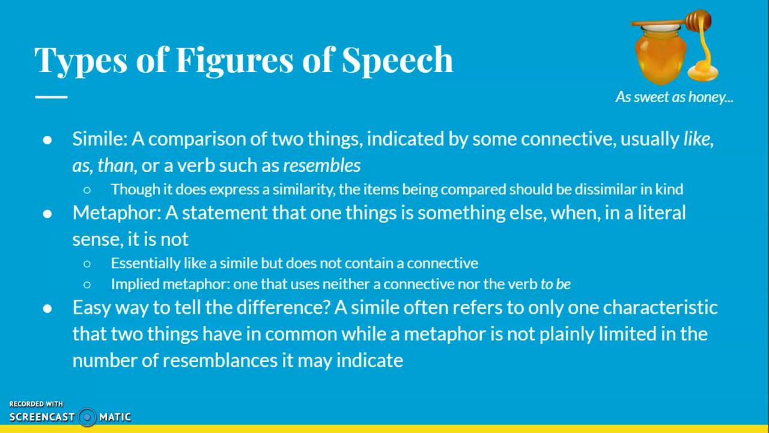Then we have metaphor, which is a statement that one thing is something else when in a literal sense it isn't. For example, we can say someone is a shining star, which of course, not really.